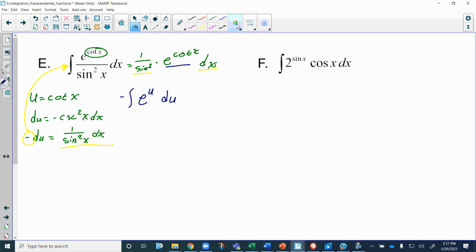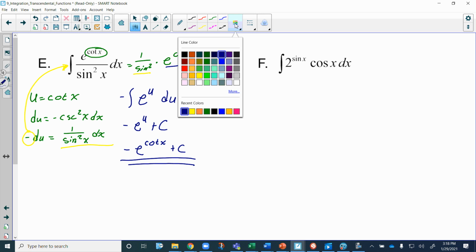And now we can start taking the antiderivative here. So again, the antiderivative of e to the u in this case is just going to be negative e to the u power plus a constant of integration. And now we can substitute, and I'm going to wind up with negative e to the cotangent of x power plus my constant of integration. And there is our final integrated answer. So moving on to the next one here.